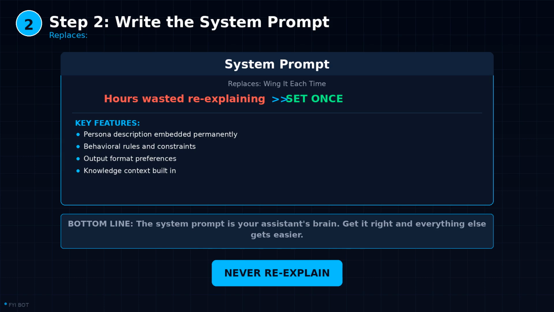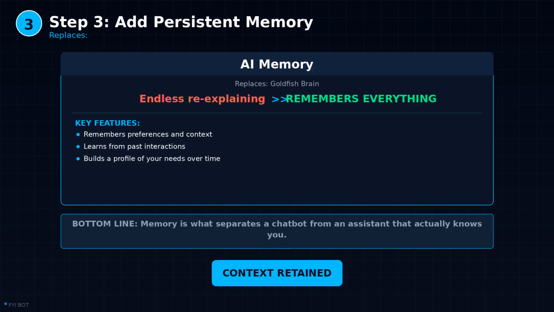The key insight here is that the system prompt eliminates repetitive setup. Instead of re-explaining who you are and what you want every single time, you set it once and it applies everywhere. Spend 30 minutes writing a really good system prompt, and you'll save hours over the next month. Step 3 is memory, and this is the feature that transforms your assistant from a chatbot into something that actually feels like it knows you.